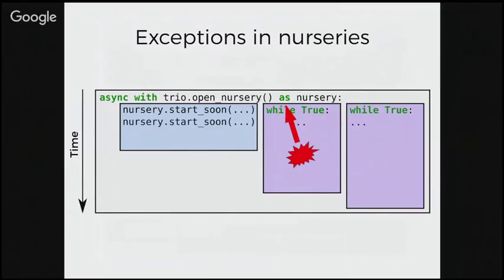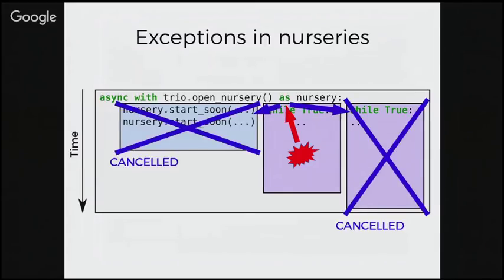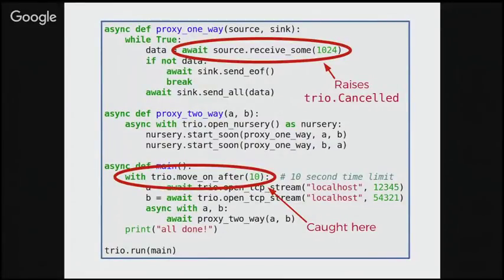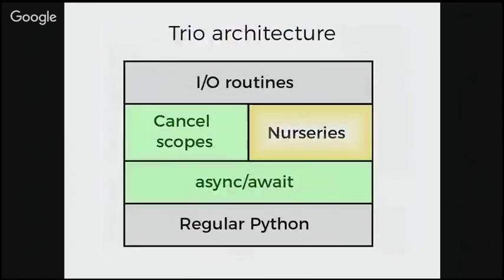But there's this other stuff running in that nursery, and remember, we can't leave the nursery while there's still stuff running in it. So what we do is we take advantage of that cancellation support, immediately cancel all the other stuff. Once everything's all cleaned up, then the exception is allowed to keep propagating into the parent there, and all the way back up at the top of our program. So that's how this cancel thing works. Cancel exceptions raised here come out of the nursery, come out of the proxy two-way, eventually up to move on after, right? Pretty straightforward.